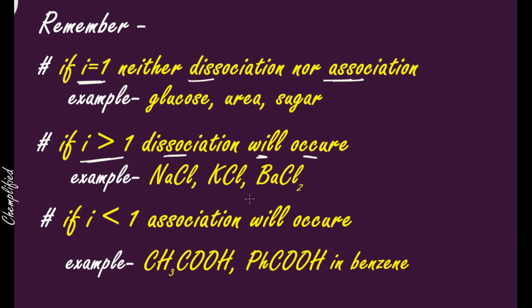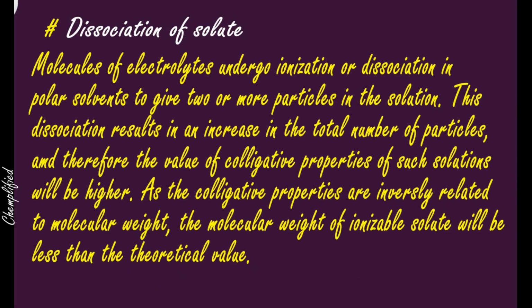Now if i is less than 1, association will occur. For dissociation, examples that you can take are NaCl, KCl, BaCl2. For association you can take CH3COOH, C6H5COOH in benzene, where the solvent is benzene, right? So these are the examples that you can remember. Now comes the main part, that is the first part, dissociation of solute.